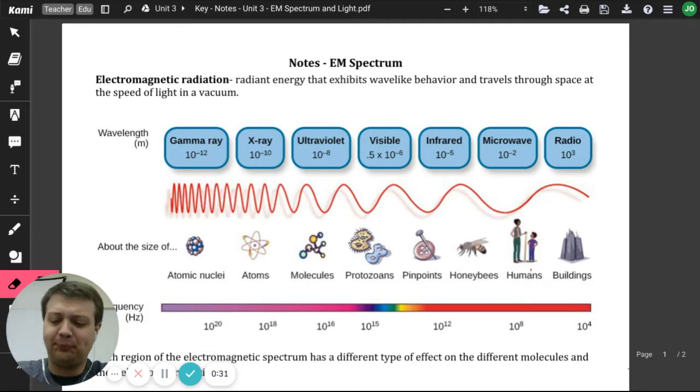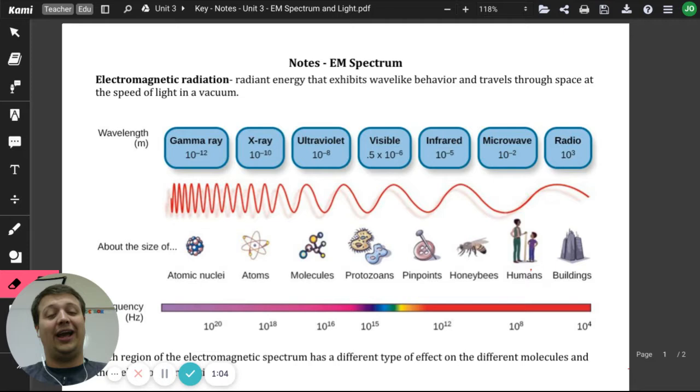Okay, so for the EM spectrum, first off, we need to know what the EM spectrum is. Well, it is a spectrum of electromagnetism. So what does that mean? Well, a spectrum is essentially a line that shows a generalized trend that we see. Electromagnetic radiation would be the radiant energy that's going to exhibit a wave-like behavior, and that wave-like behavior is going to be going at the speed of light.